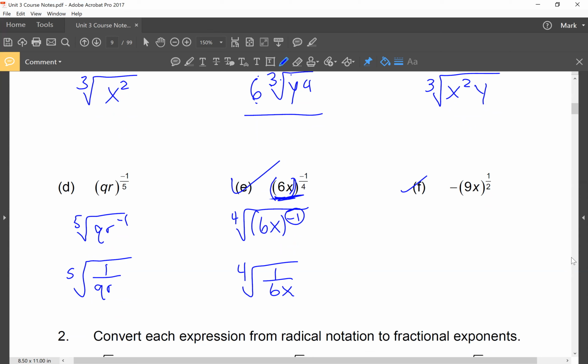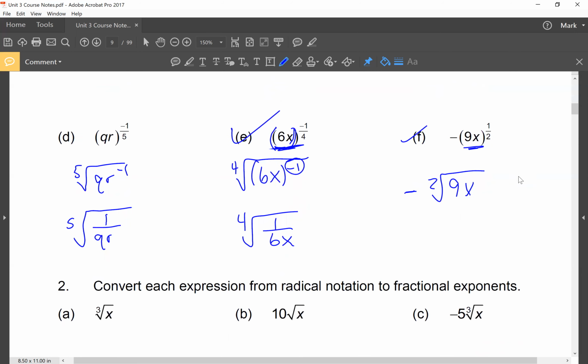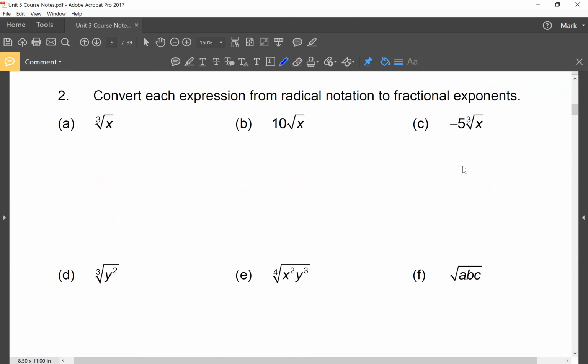Okay, what about F? Now, F has brackets, but the negative is outside the brackets. So I'm going to leave the negative out of this calculation, and this would just be the square root of 9x. And the negative stays outside because it's not in the brackets. All right, cool. This looks pretty straightforward. What about these?